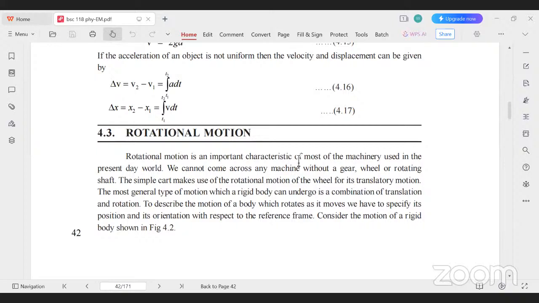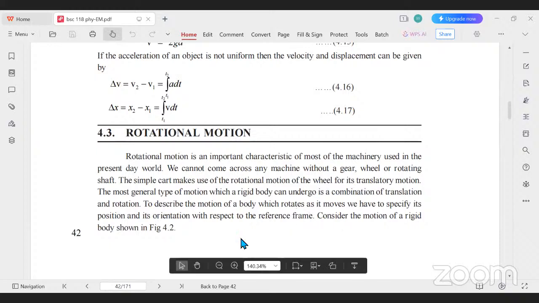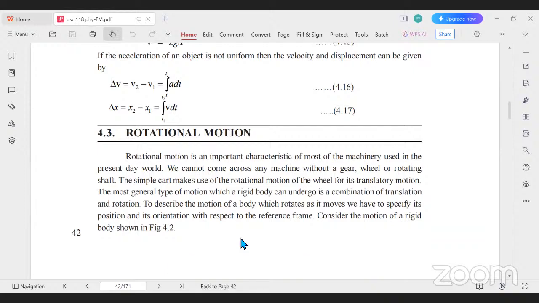So rotational motion is an important characteristic of most of the machinery used in the present day world. We cannot come across any machine without a gear, wheel, or rotating shaft. The simple cart makes use of the rotational motion of the wheel for its translatory motion. The most general type of motion which a rigid body can undergo is a combination of translation and rotation. To describe the motion of a body which rotates as it moves, we have to specify its position and its orientation with respect to the reference frame.